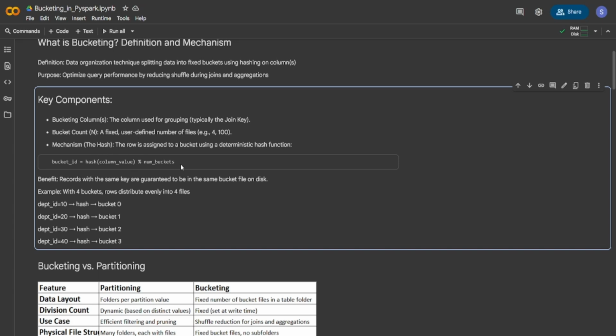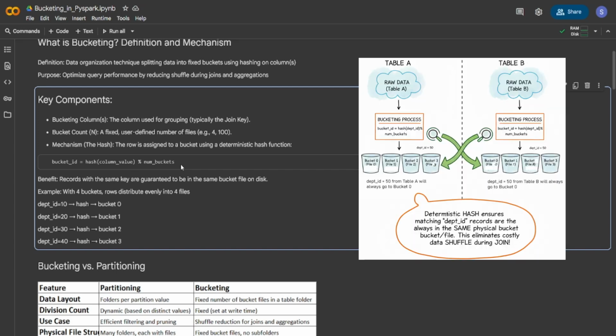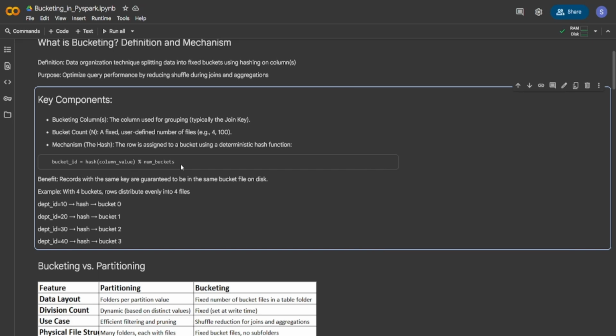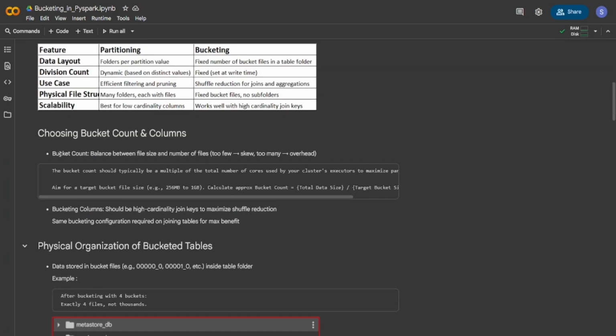Because this process is entirely deterministic, if two separate tables are bucketed on the same key with the same bucket count, for example, a record with department ID equal to 50 from table A will always land in the same physical bucket file, for example bucket 0, as the matching record for department ID equal to 50 from table B. This guaranteed co-location is what eliminates the need for shuffling the data during the join. So the selection process for these parameters is the most critical decision when implementing the bucketing concept.